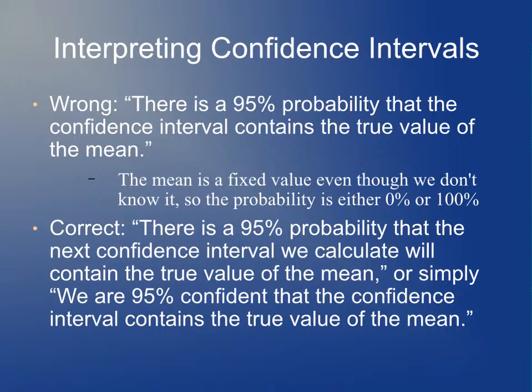Well, the correct way to say it is that there's 95% probability that we choose the confidence interval such that it contains the true value of the mean, or we're 95% confident that the confidence interval contains the true value of the mean. I'm not going to be super picky about that in this class, but I thought that was worth noting because some people will get really angry with you if you say it wrong.